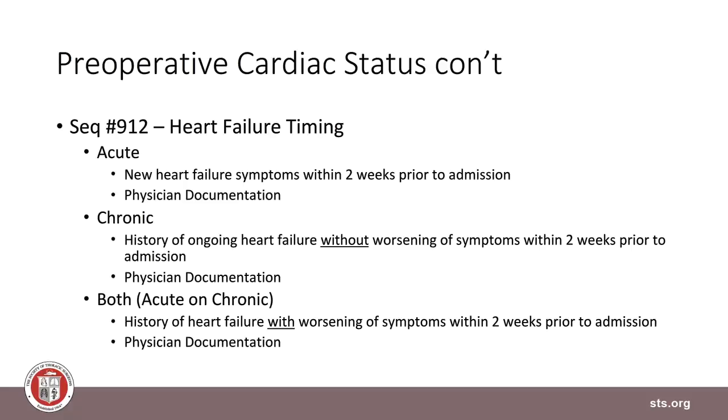However, as a general rule, acute heart failure is defined as new heart failure symptoms within 2 weeks prior to admission. Chronic heart failure is defined as a history of ongoing heart failure without worsening of symptoms within the 2 weeks prior to admission, and both acute on chronic heart failure refers to those patients that have a long-standing history of heart failure with worsening of symptoms within the 2 weeks prior to admission.